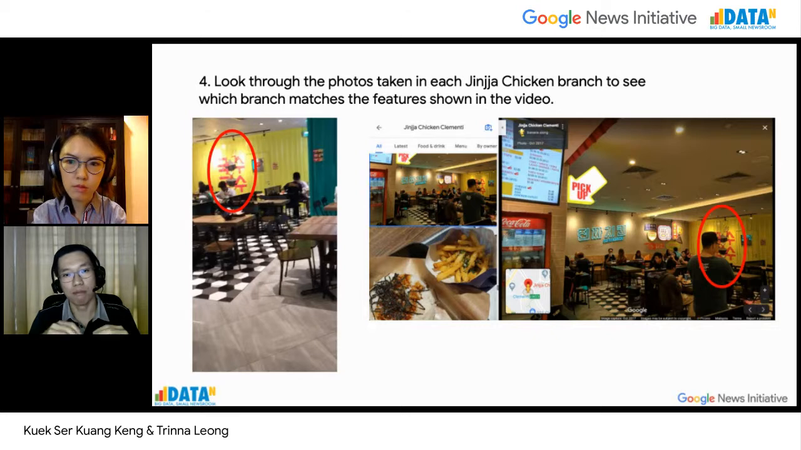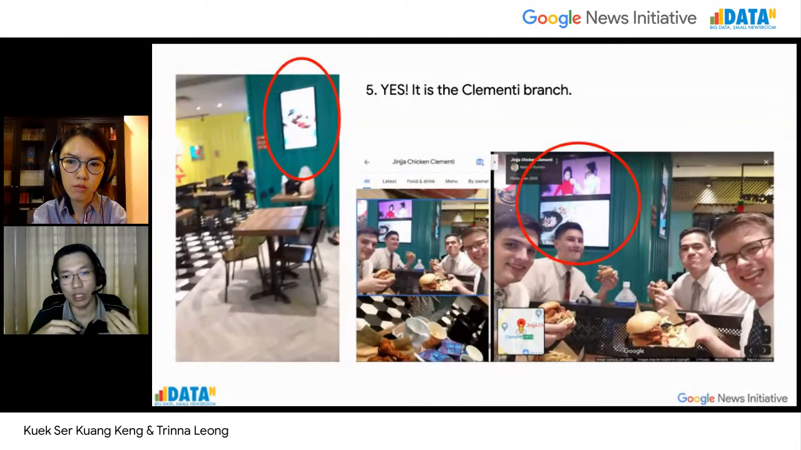So I just tried to match the photos on Google Maps with all the restaurant settings in the video. On the yellow wall, you can see there's this printing, and I can see the same on Google Maps. This is the first evidence. The second one is that the same screen in the video also appears in one of the photos uploaded by users on Google Maps.